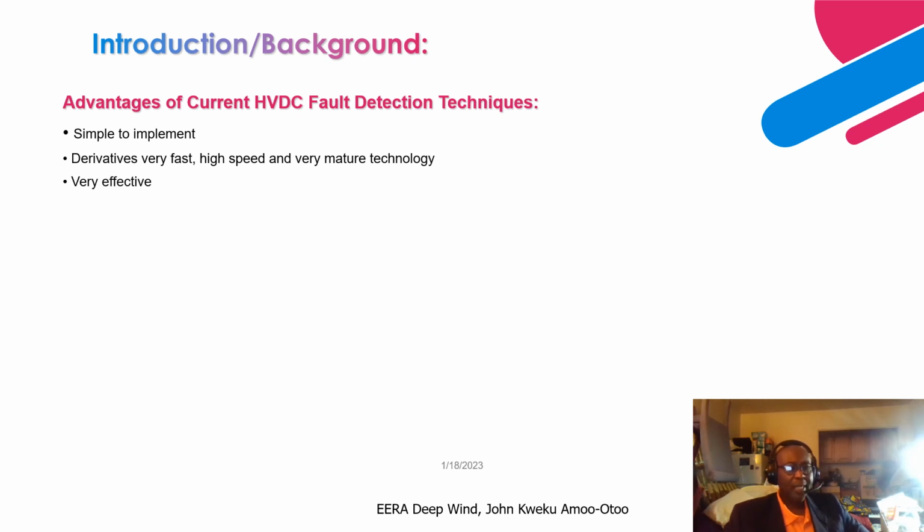Next on the slide, we'll talk about the advantages of the current HVDC fault detection techniques. In the previous slide, I made mention of the current HVDC fault detection schemes, but in this slide I'm going to talk about their advantages. They are very simple to implement, especially the overcurrent, undervoltage, and the rate of change of current and voltage. As a matter of fact, the derivatives are very fast and high speed, and also a very mature technology. It has been in commercial operation for a long time, and they are very effective. Also, the rate of change of current and the rate of change of voltage have some inherent selectivity in them.